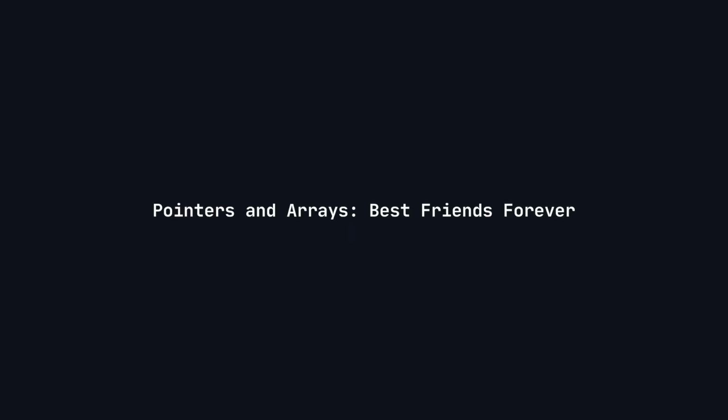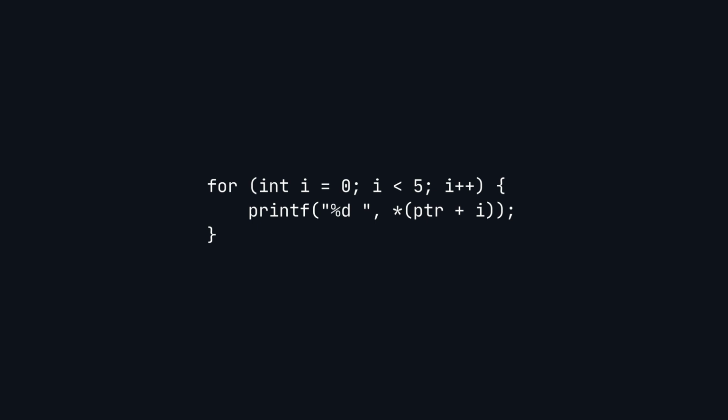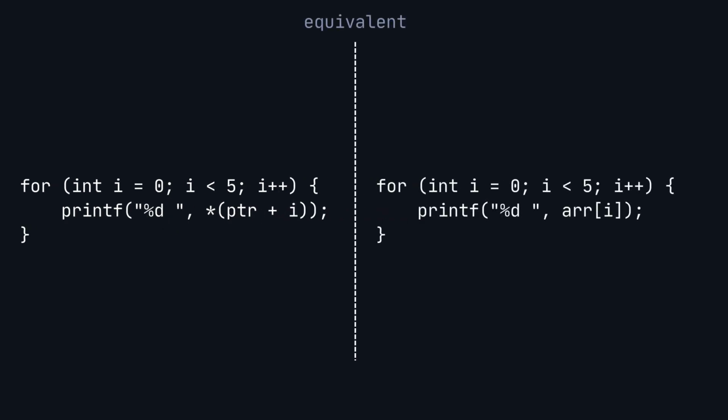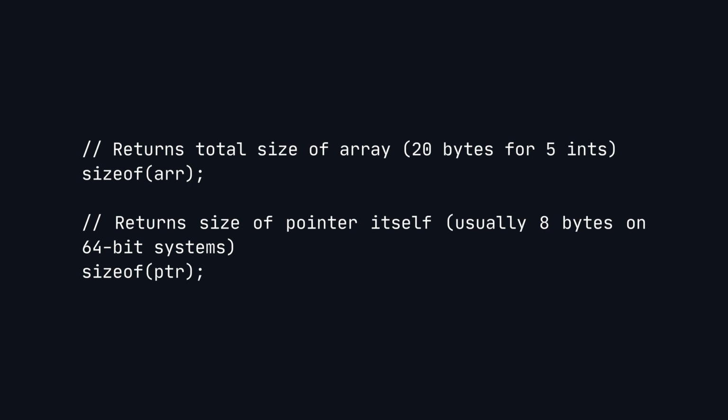We touched on this earlier, but let's dig deeper into the relationship between pointers and arrays. When you declare an array, the array name acts like a pointer to the first element. You can use pointer arithmetic to navigate the array. This is exactly equivalent to. However, there's a subtle difference between arrays and pointers. An array is a fixed location in memory, while a pointer is a variable that can be changed to point elsewhere. Also, sizeof behaves differently.